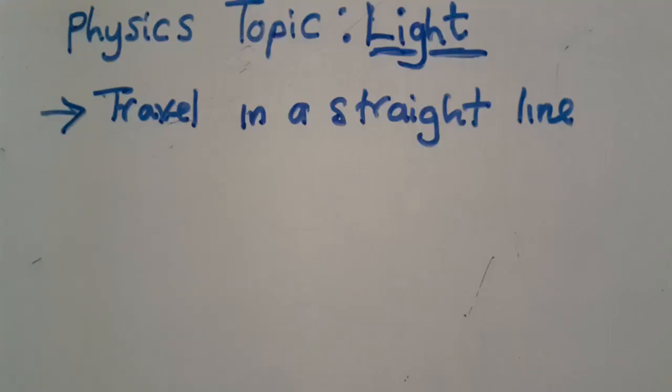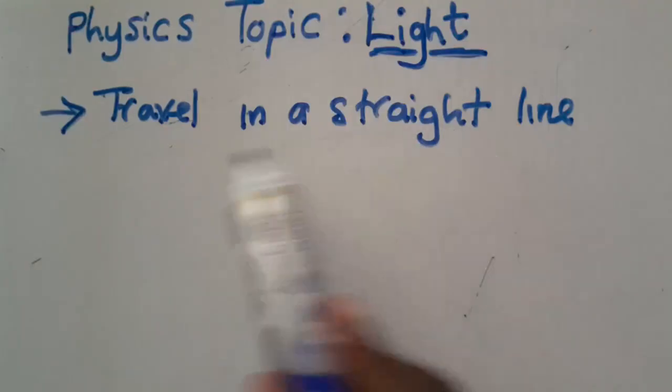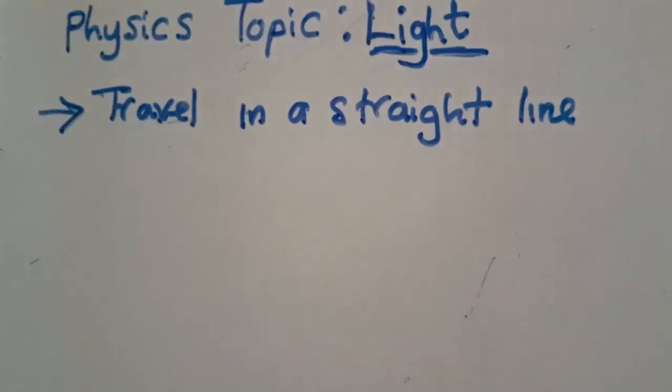And we've got two types of waves: a transverse wave and a longitudinal wave. Light is an example of a transverse wave. We know that a transverse wave is a type of wave whose particles vibrate perpendicular, or at a right angle, to the direction of the wave. So this light will travel in a straight line.